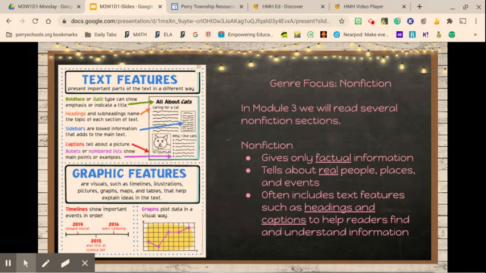Graphic features are visuals such as timelines, illustrations, pictures, graphs, maps, and tables that help explain ideas in the text. So at the bottom of this page, there are two graphic features. You have a timeline, and it shows important events and dates, and you have a graph, and it plots data in a visual way.